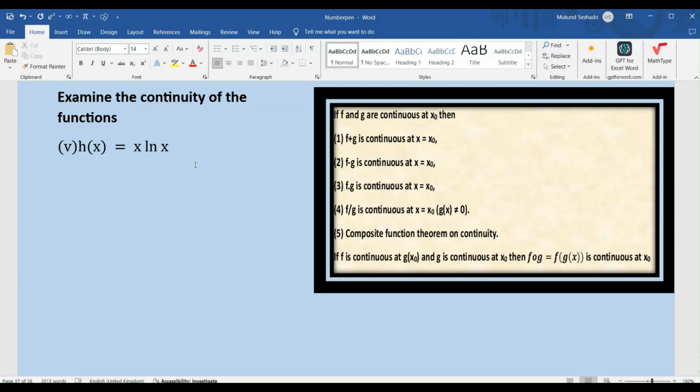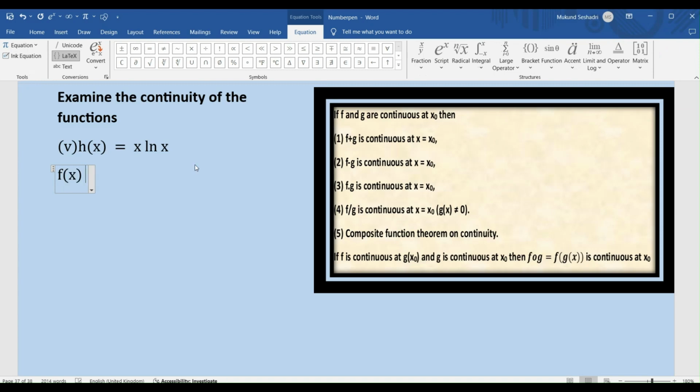So we have the problem on our screen. Examine the continuity of the function h of x equals x ln x, right? So like in our previous videos, this problem is based on the algebra of continuous functions, right? And we're allowed to figure out and write down what is our f of x and what is our g of x. So let's do that first.